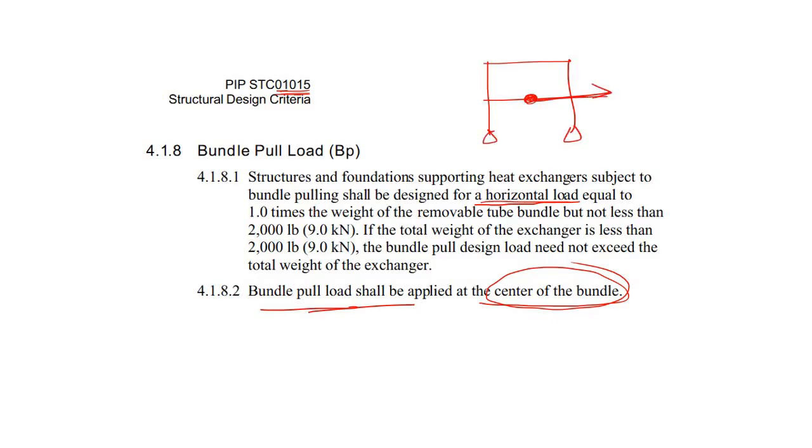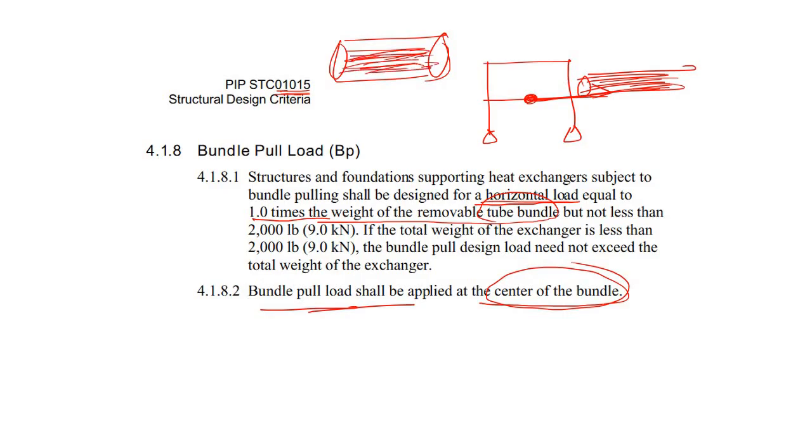And what is the magnitude of this horizontal load? The standard says 1.0 times the weight of the removable tube bundle. The vendor already provides you the weight of this tube bundle only, not the shell. So you have two parts, the shell, and within this shell there is the tube bundle. You have to calculate the weight of this tube bundle, then apply the same amount of weight but in the horizontal direction, but it should not be less than 9 kilonewton, right?